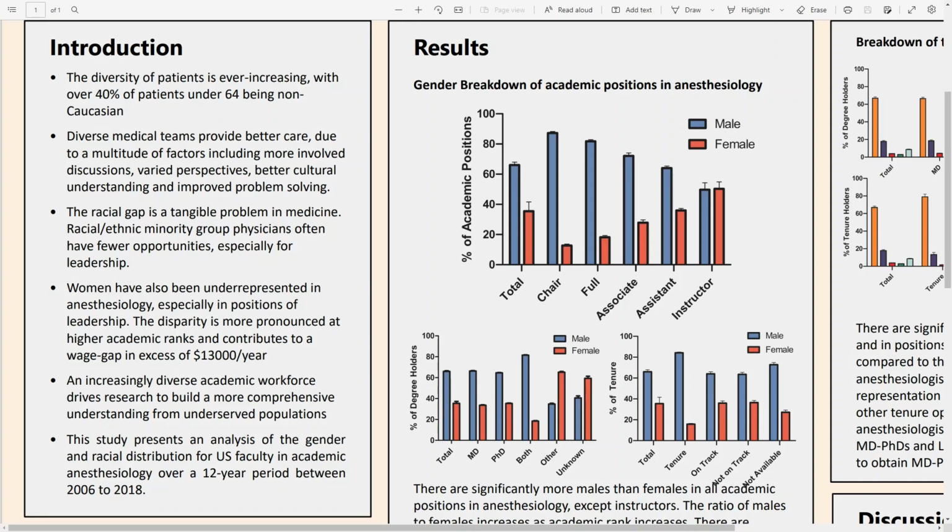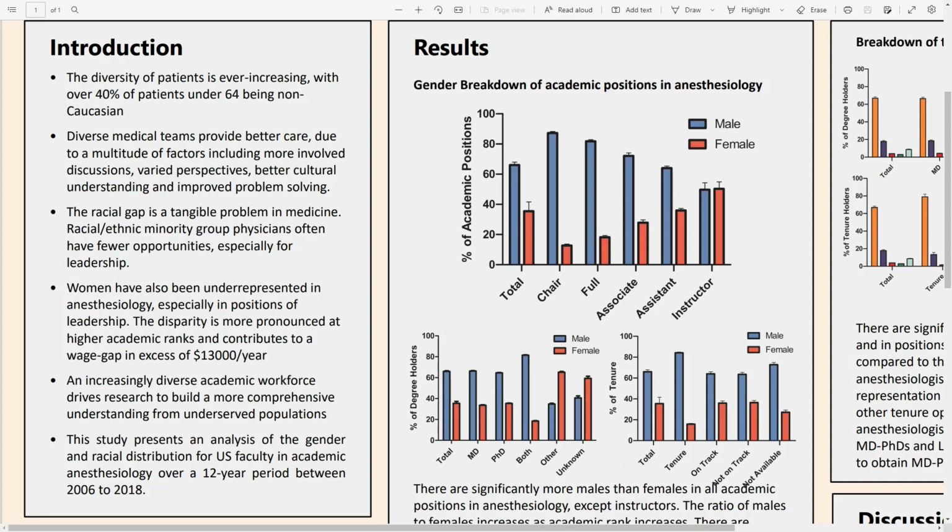In addition to the racial gap that has been shown in medicine, there's also a gender gap. As you know, 50% of the patients that we see on average are female. However, in positions of academic anesthesiology, women have been shown to be less represented. And this has also been corroborated with the $13,000 per year wage gap between men and women.